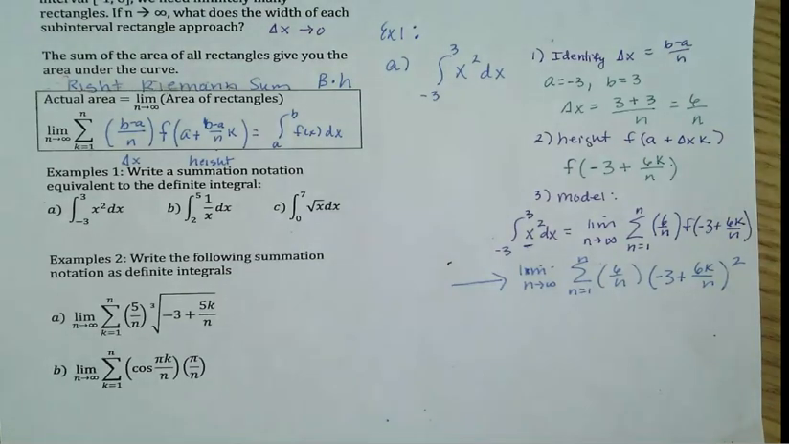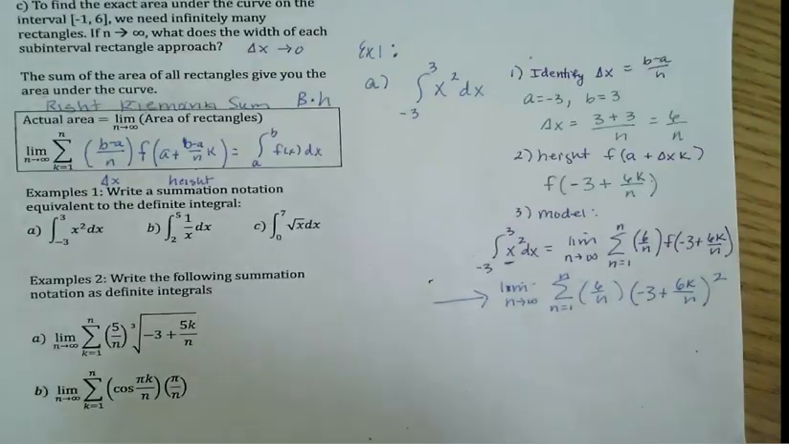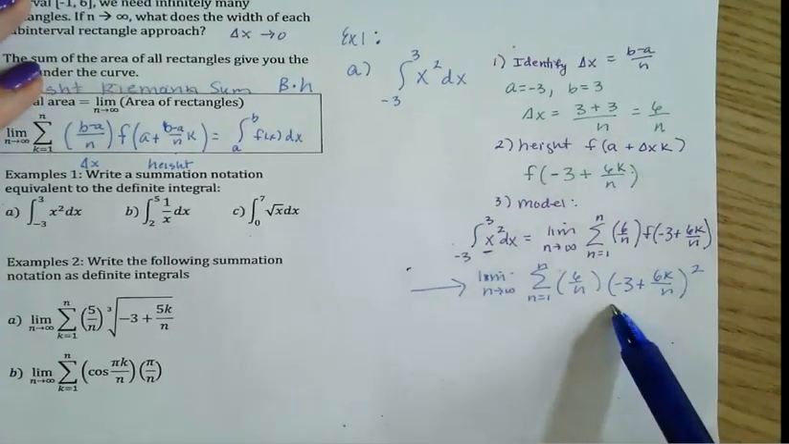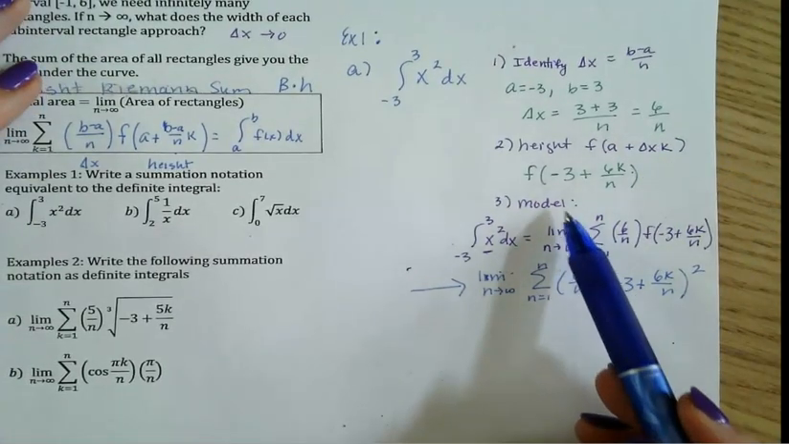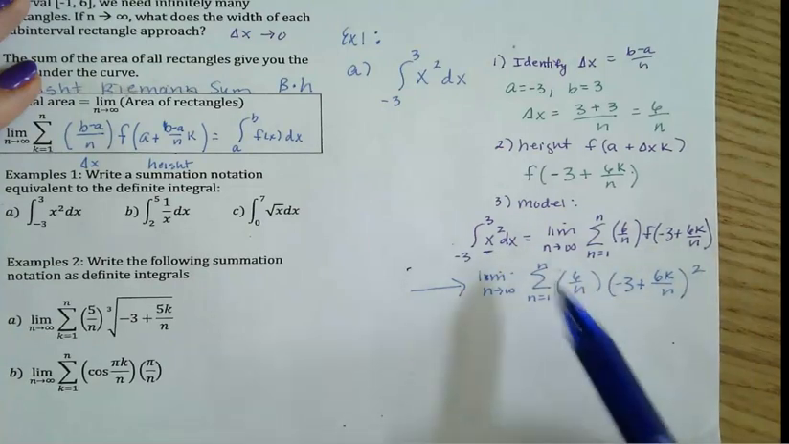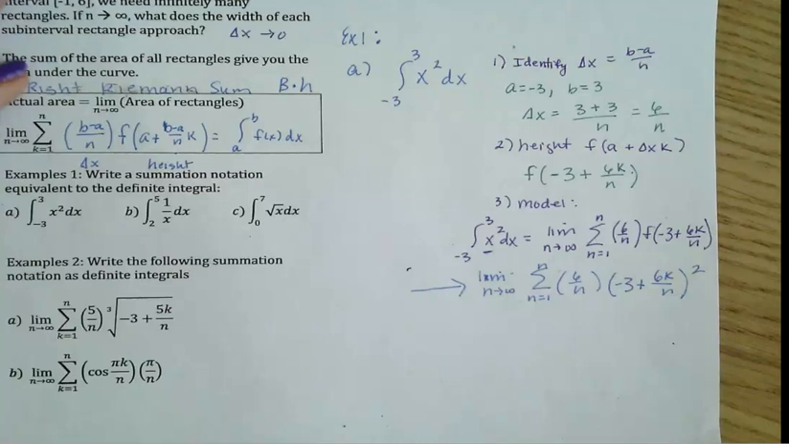Okay, so I broke that down into lots of little steps to help you work your way through it. But ideally, you find b minus a, you find the height, and then you go to this model right here. I just wanted you to understand how this was going to tie to this by using what we know about that x squared.